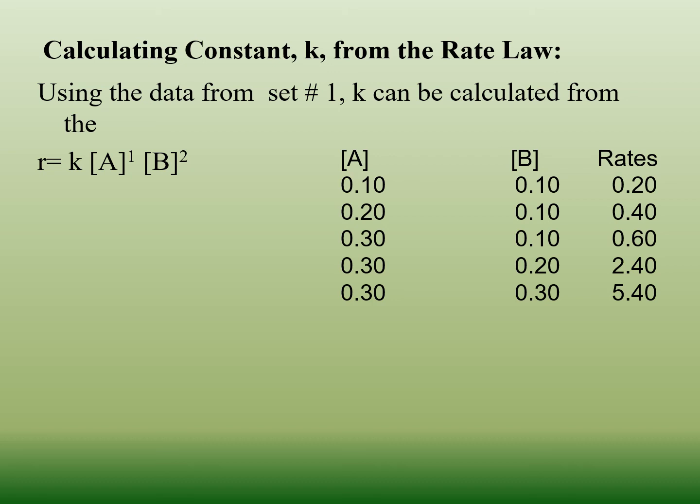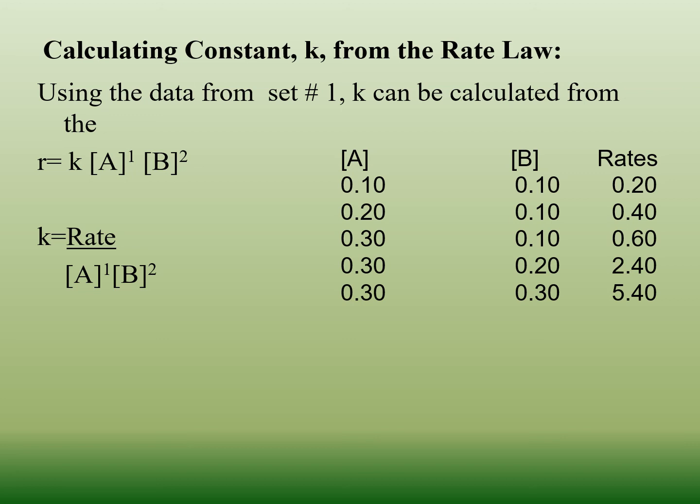The rate constant K can be calculated from the rate law using our data. We will be using the data from experiment 1. Remember, the rate law is mathematically stated as the rate equals K times the concentration of A to the power of M times the concentration of B to the power of N. In our previous calculations, we determined that M equals 1 and N equals 2, so that the rate for this particular reaction is R equals K times the concentration of A to the power of 1 times the concentration of B to the power of 2.